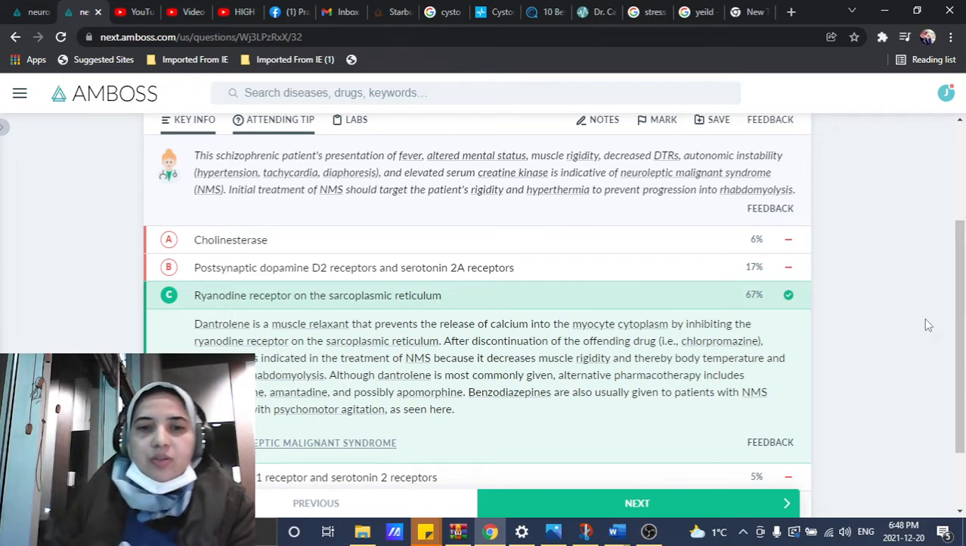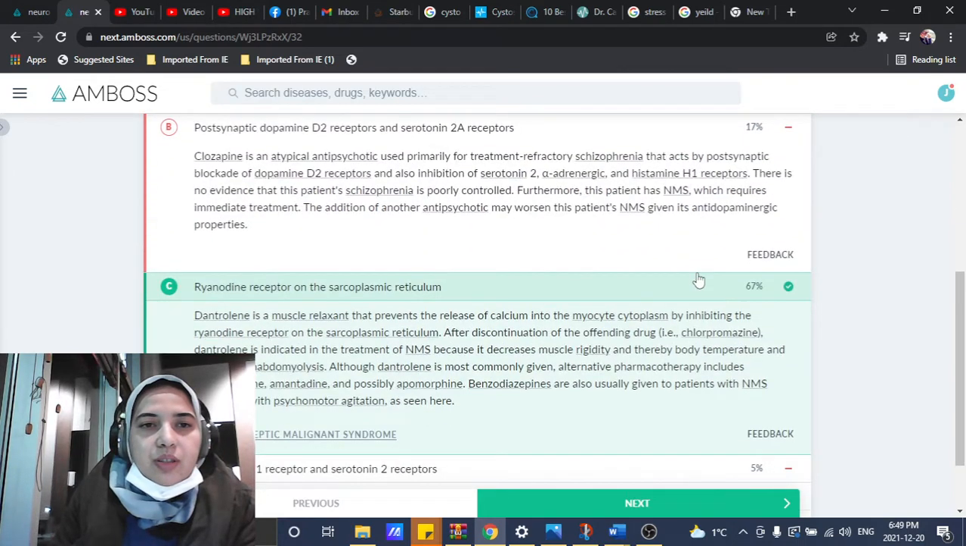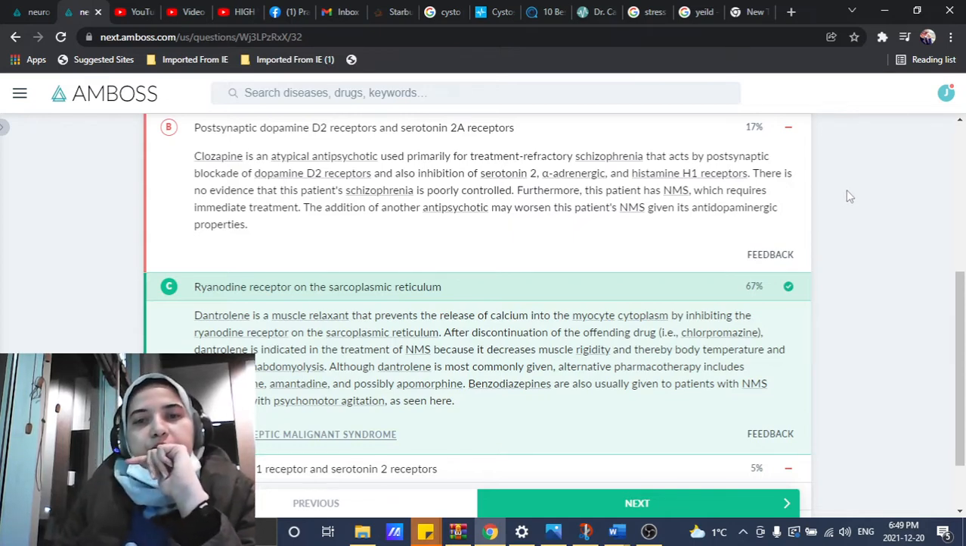Benzodiazepines are also used. Let's take a look at some of the other answers here. Postsynaptic D2 receptors and serotonin 2A receptors. That's clozapine, an atypical antipsychotic used in the treatment of refractory schizophrenia that acts by postsynaptic blockade of D2 and inhibition of serotonin 2, alpha-adrenergic, and histamine receptors. So there's no evidence that this patient's schizophrenia was poorly controlled.